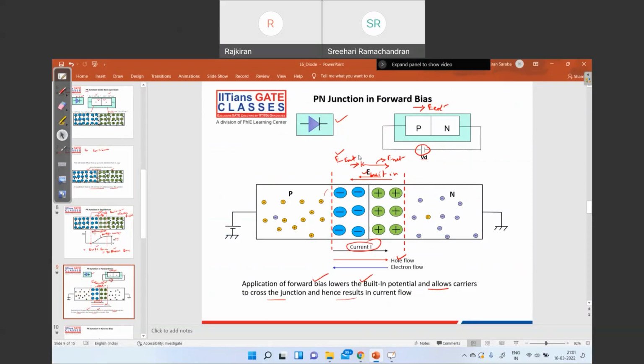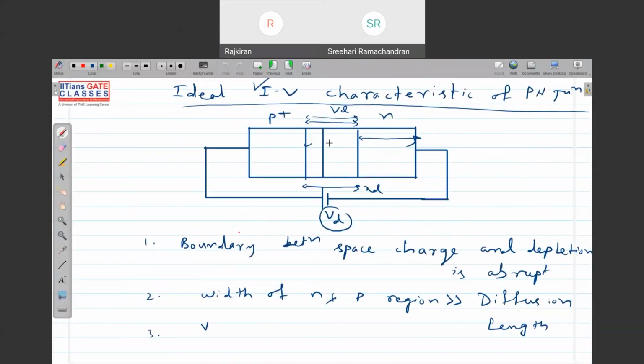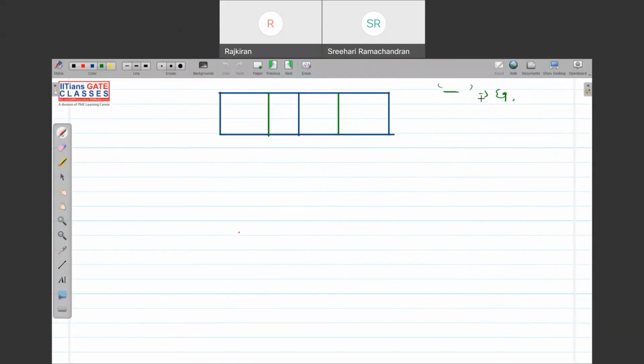So what I'm telling is, if we apply external potential, this is my equilibrium, and if I go to this condition, in forward bias the depletion width will shrink. Idea is clear? So this red corresponds to forward bias.